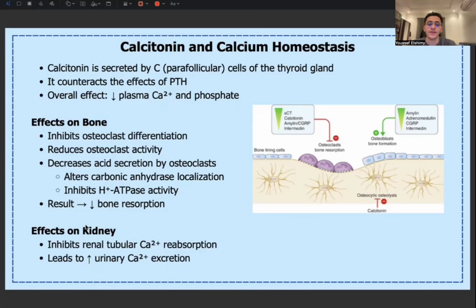And it also has effects on the kidneys. It inhibits the renal tubular calcium reabsorption. We mentioned that PTH favors reabsorption, but calcitonin does the exact opposite. It inhibits it. So this leads to increased urinary calcium excretion.